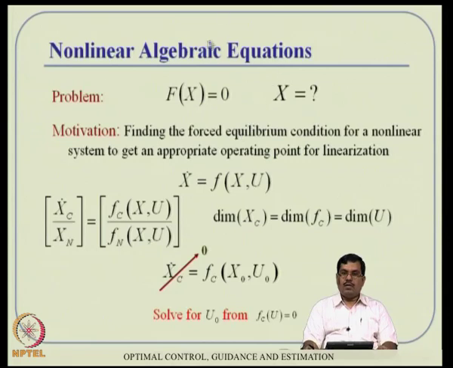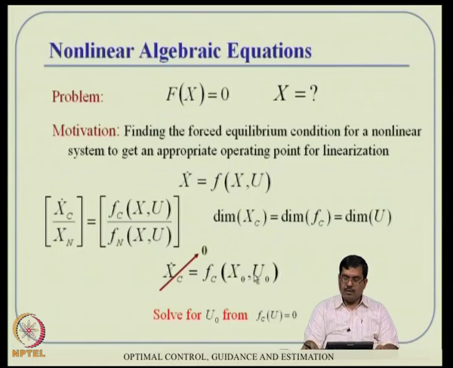Now, let us see something like this, f of x equal to 0, and you want to find out what x is equal to. Again, the similar motivation there: I can partition these states, whatever x dot equal to f of x u, into two parts. I still maintain that condition, dimension of x is equal to dimension of u. Then in this case you will end up with x dot equal to 0 if I want to address that question. Then I have this nonlinear equation now.